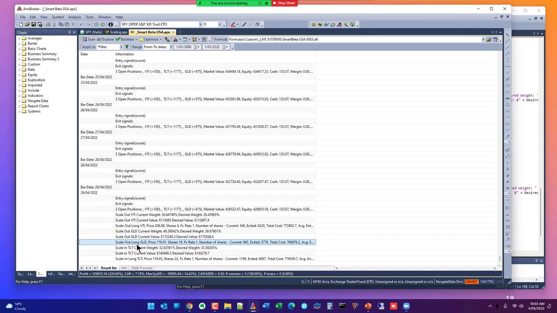Then we get the second loop, and TLT needs to be scaled up from 32 to 33, making it a scale in of 22 shares from 1177 up to 1199. So that's the way your rebalancing works. And now the trades are all at the correct weights, and they can go forward for the next month.